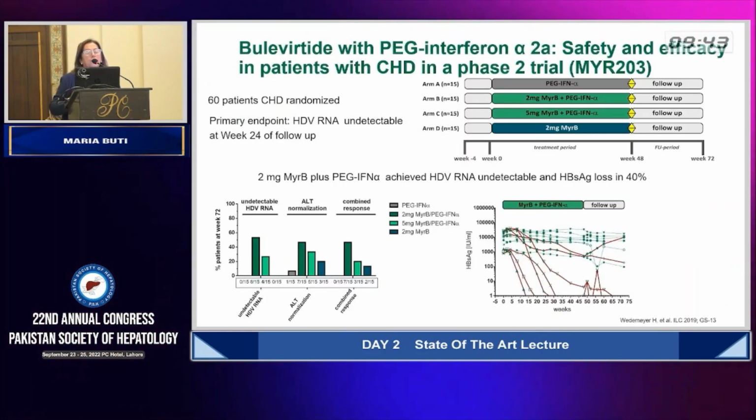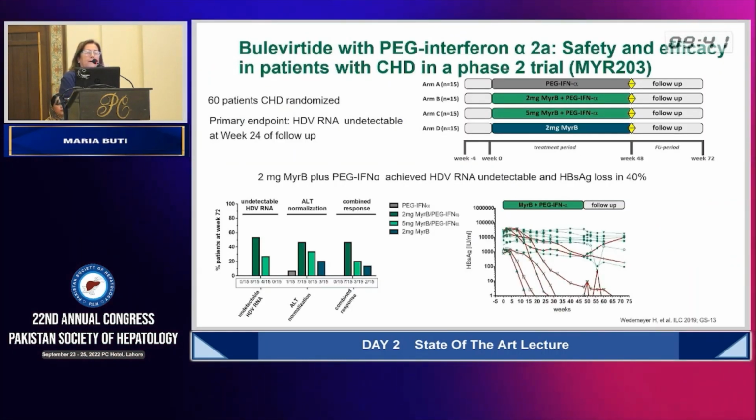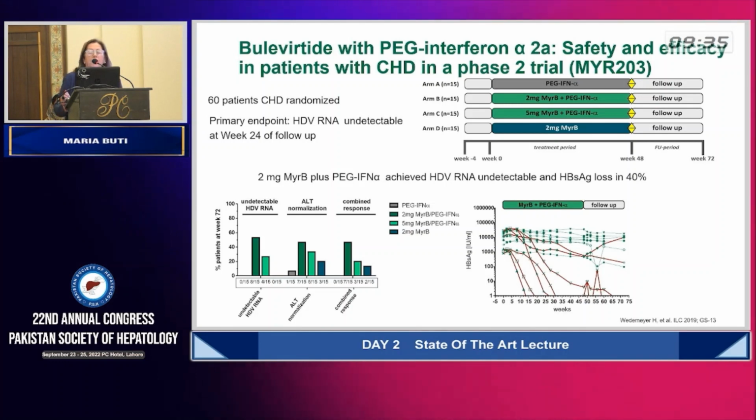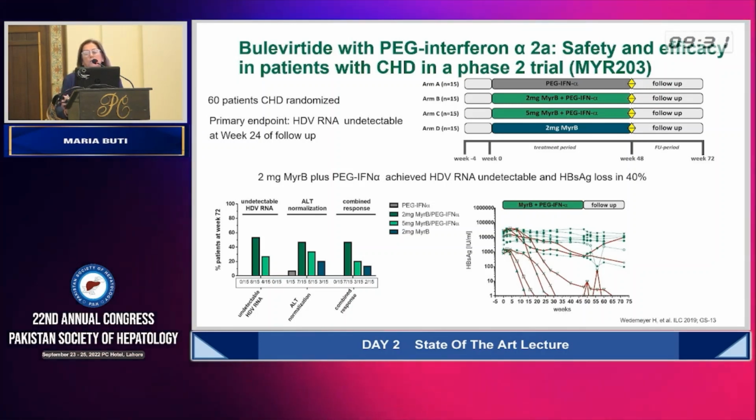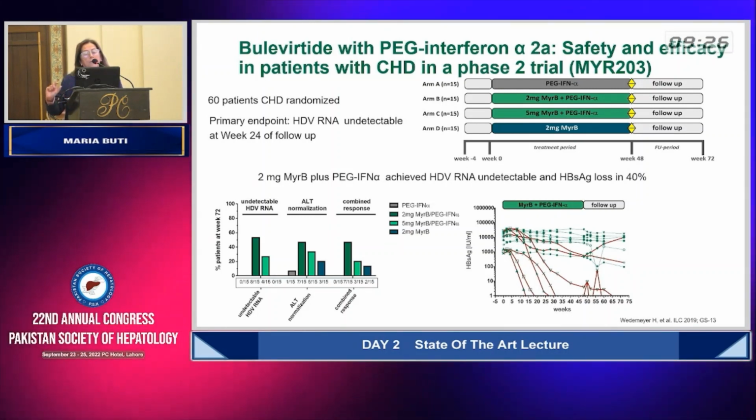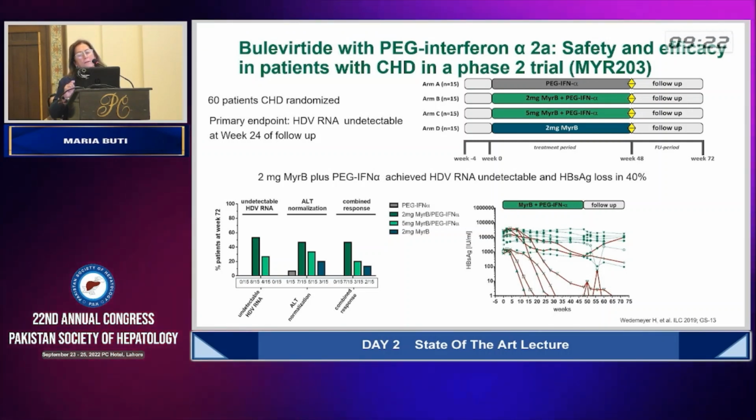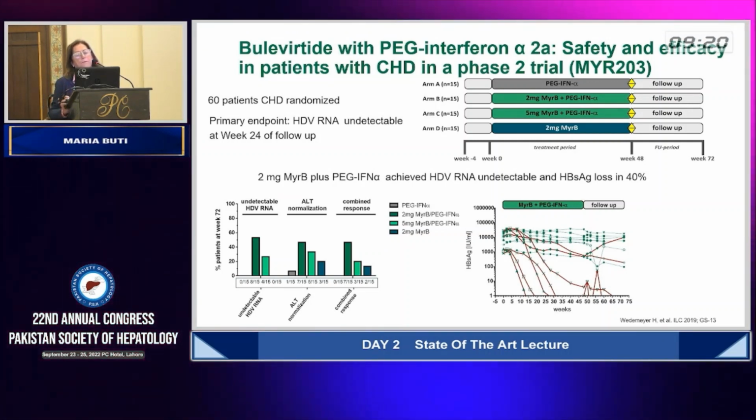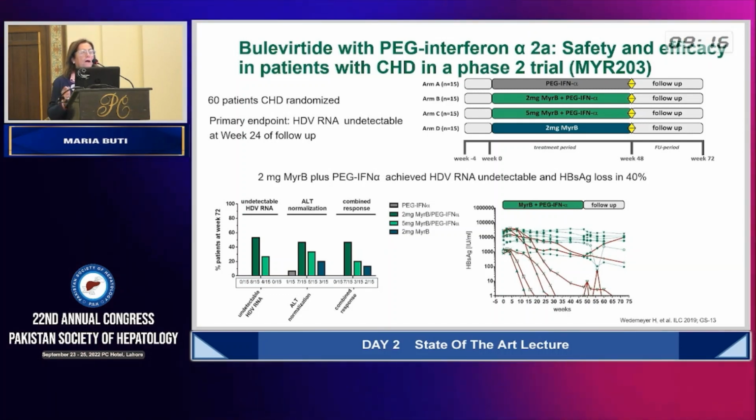For this reason, another study was designed with longer treatment, now 48 weeks, and it evaluates 2 different doses, 2 and 5 milligrams, but now in monotherapy or combined with PEG interferon. And there is a 4th arm with PEG interferon monotherapy. It's a randomized study, and now the endpoint is stronger.